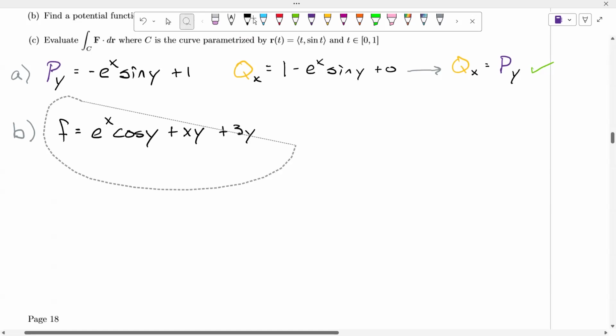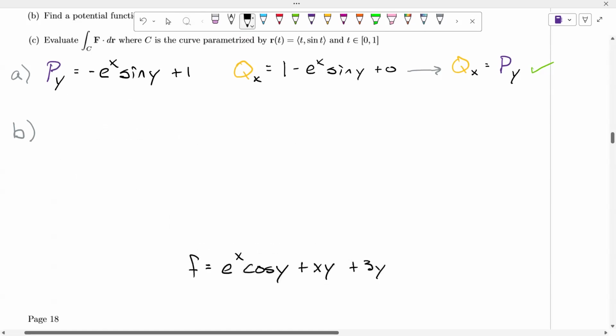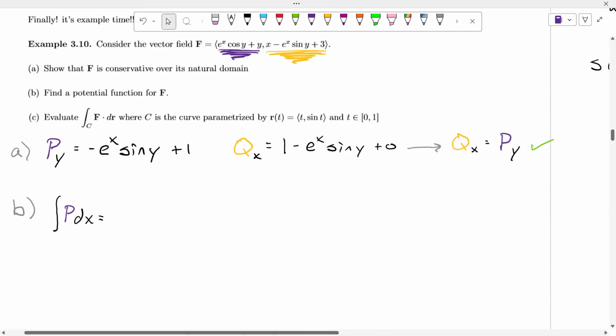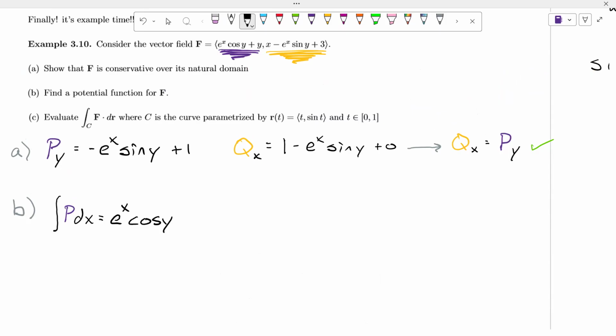A way I might have gotten to there is to just integrate P and Q. If I integrate P dx, again, I want to integrate that purple set with respect to x. The integral of e to the x is just e to the x. But again, that cosine function, I'm treating it like it's a constant because it's got y in it. Plus, the integral of y is just x times y.